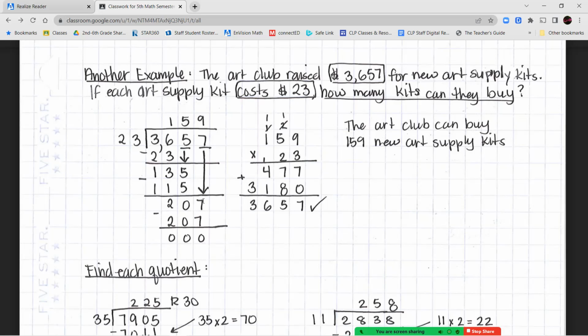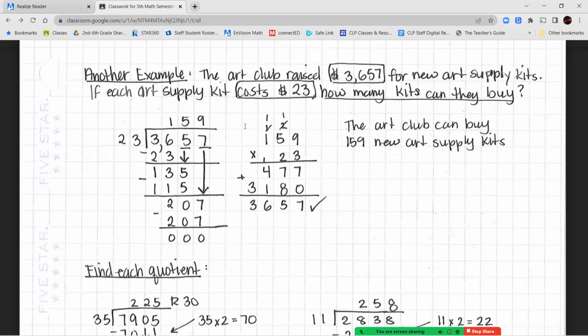Then I drop my last digit, which is the 7. Now I need to think, 23 goes into 207 how many times? Well, 23 times 10 is 230. So that's too high. But 23 times 9 equals 207 with 0 remainder. So I subtract off the 207, I'm left with nothing. So 3,657 divided by 23 gave me 159.